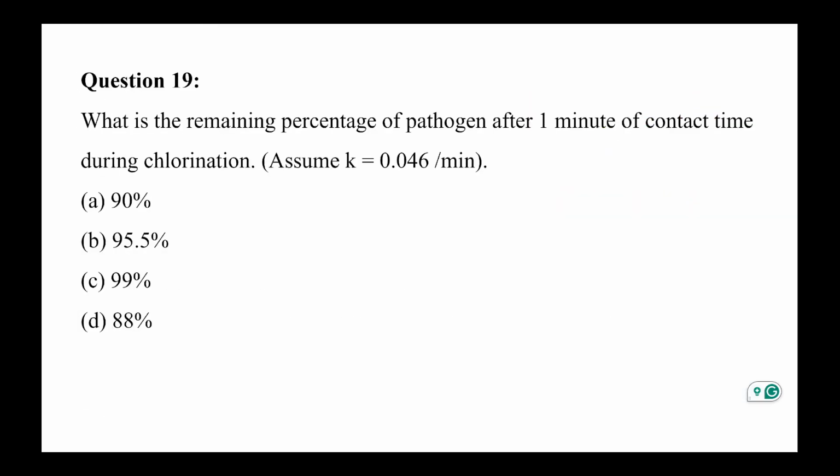Okay, the next question is question number 19. What is the remaining percentage of pathogen after 1 minute of contact time during chlorination? Assume K to be 0.046 per minute. So we have to calculate the remaining percentage of pathogen after 1 minute of contact time during chlorination. This will utilize the same formula. So NT will be equal to N0 e raised to the power of minus KT. K is given as 0.046 and we have to basically calculate the NT.